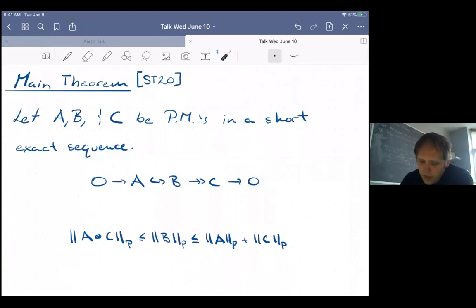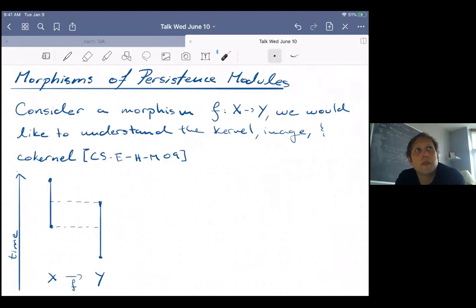Okay. So if we want to understand exact sequences, we need to understand morphisms of persistence modules, right? The first paper on this was in 2009, where algorithms were given to compute these three things. It's given in a slightly more restrictive setting, but in principle the algorithms are already there. Basically, given a morphism between persistence modules, I can compute the image, kernel and cokernel in some very nice way.